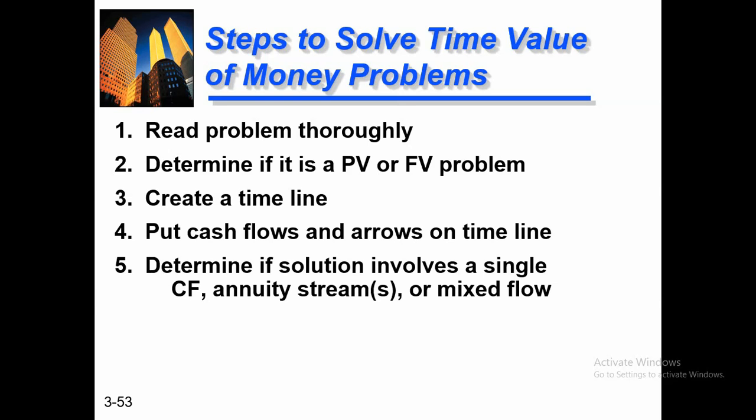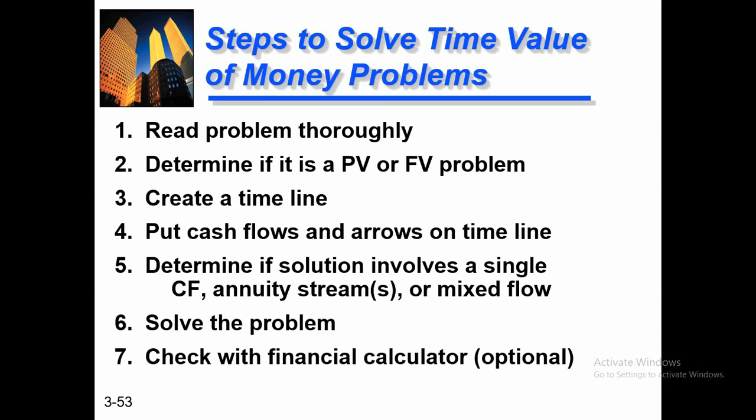In the fifth step, you need to determine whether the solution involves a single cash flow, an annuity stream, or a mixed cash flow. You also need to understand what kind of system it is, either a single cash flow, annuity streams or mixed flow, and identify it in your problem. In the sixth step, you need to solve the problem, and lastly, you can also use the financial calculator for the calculation of annuity.